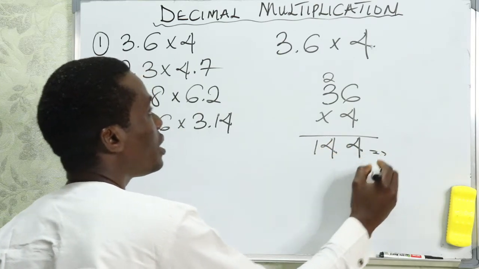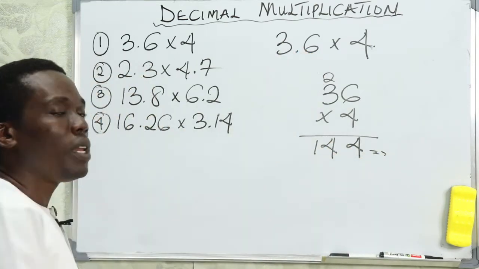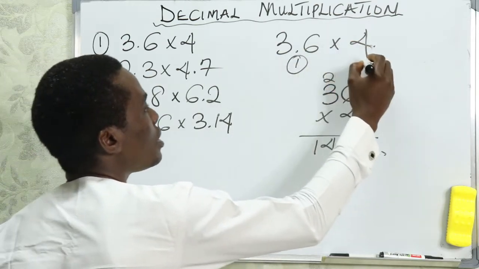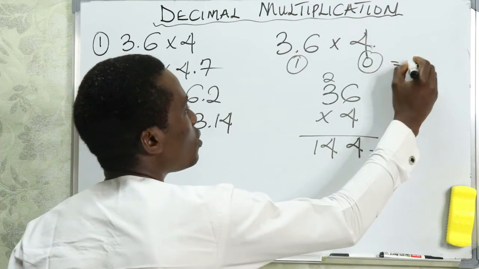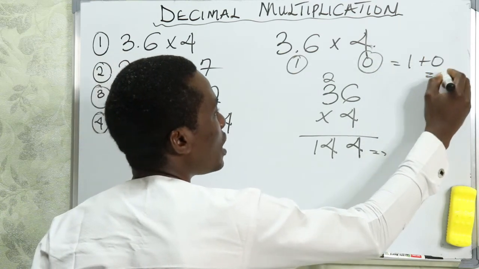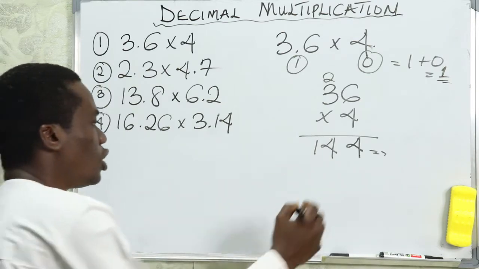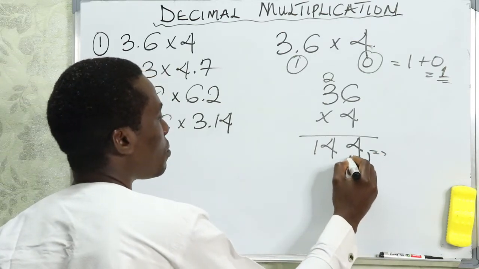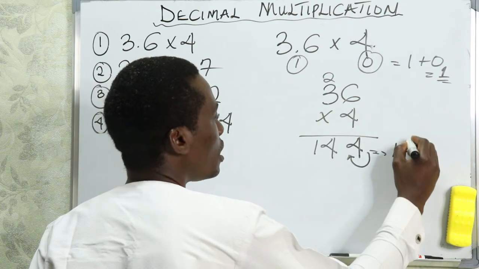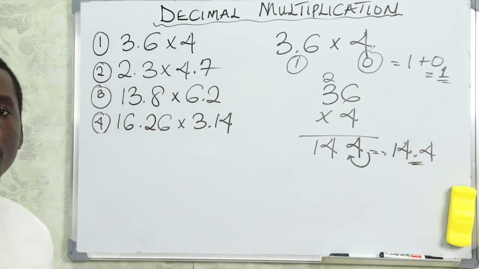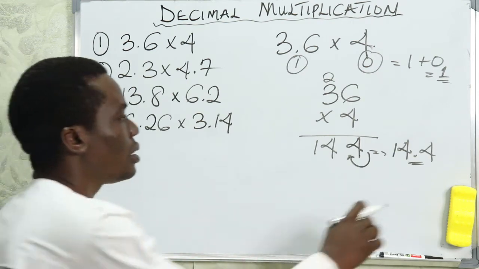Right? So how many decimal places do we have here? This has 1 decimal place, and this has 0 decimal places. So we'll do 1 plus 0, and that will give us 1 decimal place. So all we need to do is to put this value at 1 decimal place. That will give us 14.4. You see? Very easy. Now let's look at the next sample.